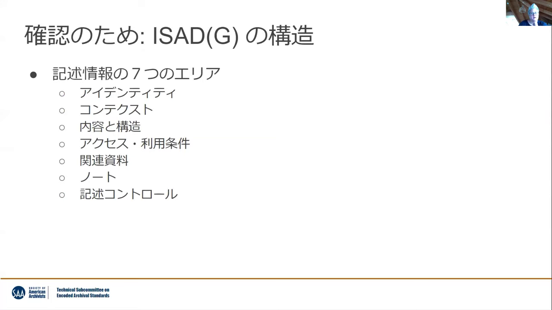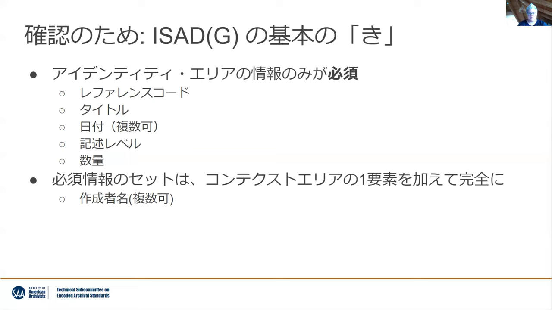And just as a reminder, I wanted to give a short review of the structure of ISAD(G). You might remember that there are seven areas of descriptive information. There's the identity statement, which will to a certain extent be the focus of what we're going to talk about later on. But there also is contextual information that you can include. There is a possibility to describe the content in more detail. There's a possibility to give conditions of access and use, to mention allied materials, and also to include some more internal notes and descriptive control information. Next slide, please.